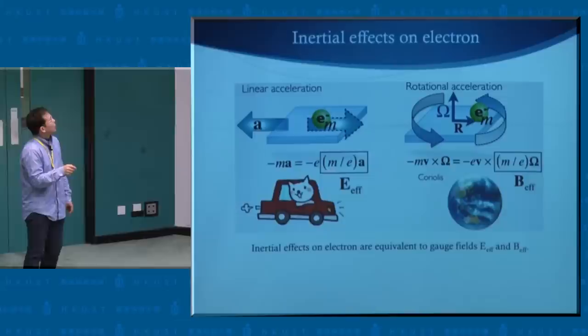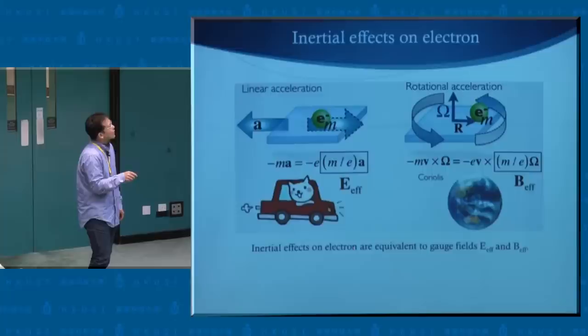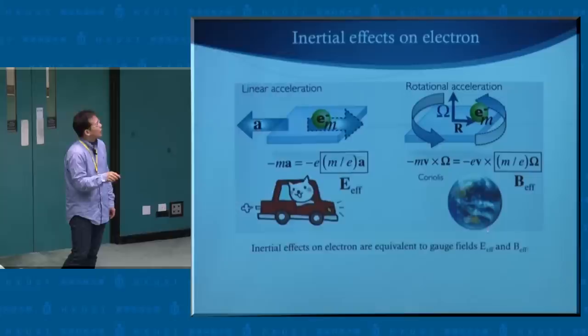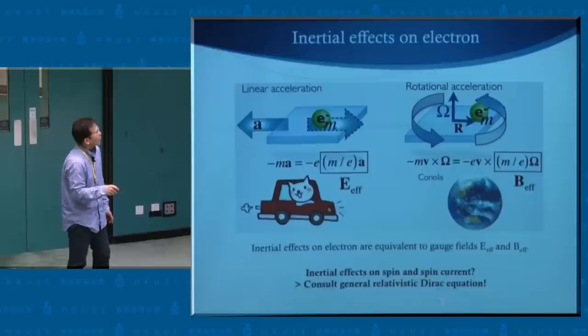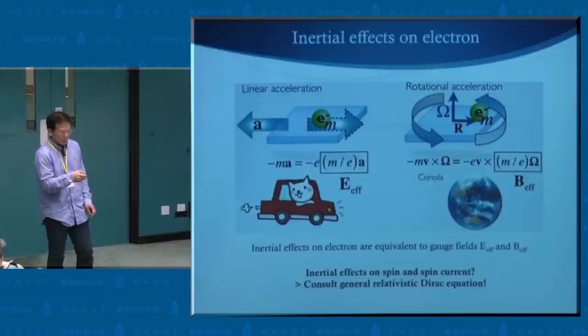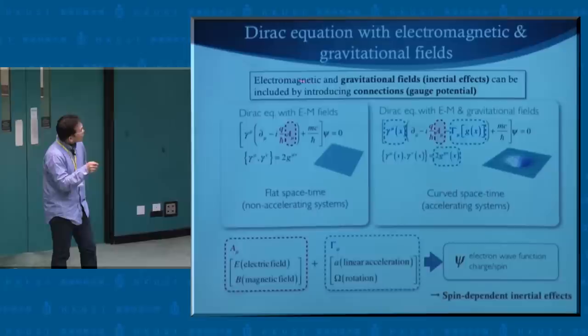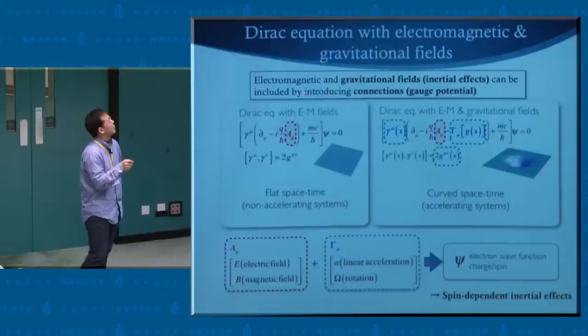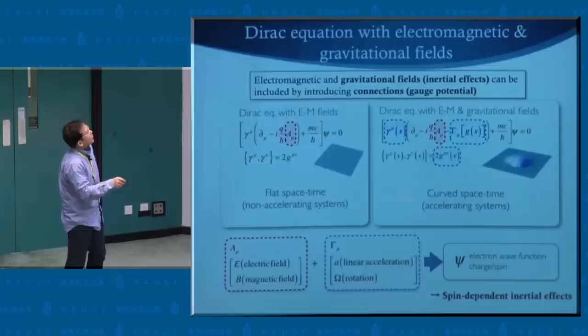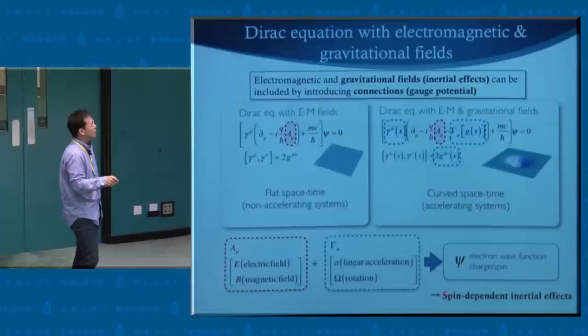So, as you can see in this picture, the inertial effects on electron are equivalent to gauge fields like E and B. Our question is, how about the inertial effects on spin and spin current? Let us consult the general relativistic Dirac equation. According to Einstein's general relativity, inertial effects are equivalent to gravitational fields. Both the electromagnetic field and the gravitational fields can be included by introducing connections, in other words, the gauge potential. So this general relativistic Dirac equation can describe the spin-dependent inertial effects on electron.